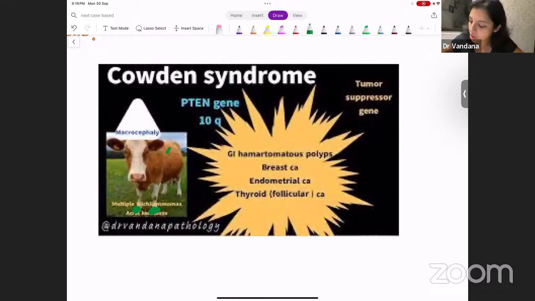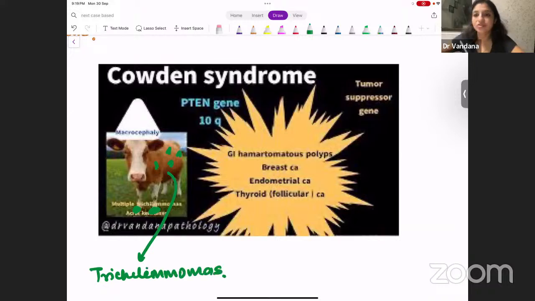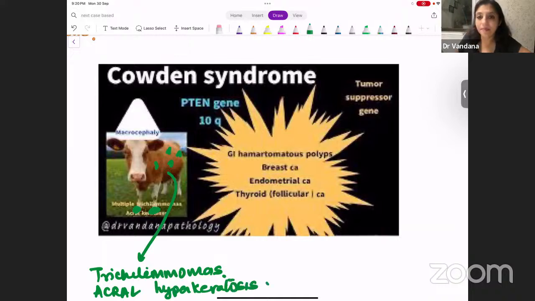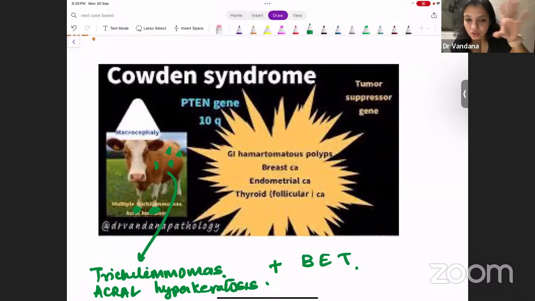In the cow you will see some growths coming like this. So these are cutaneous skin tumors, trichilemmomas. They have multiple trichilemmomas which can develop, and they have acral hyperkeratosis. Hands and feet become thickened with hyperkeratosis. This is one thing that you have to remember. Plus, you can remember, I bet this person looks like a cow.